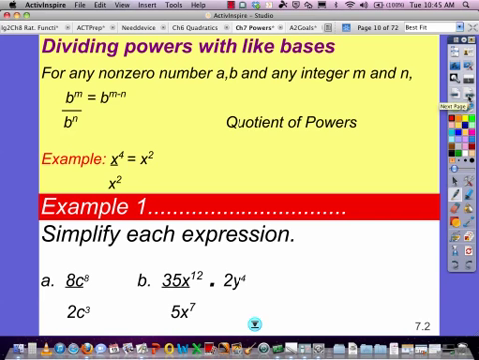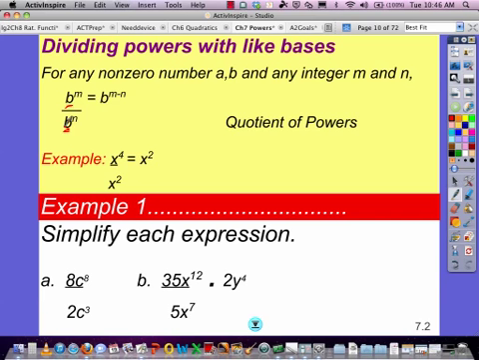Now, the last combination I think that we're going to work with is division, and this is what happens if I have like bases in division. So I think we're going to get two properties where we also have to do division. This first one happens to be the quotient of powers. So if you have like bases, I got a b and a b with like bases.